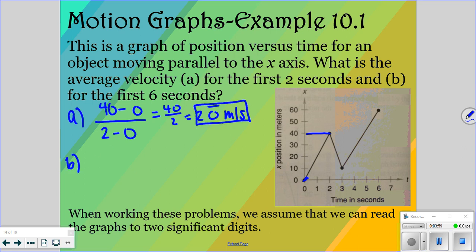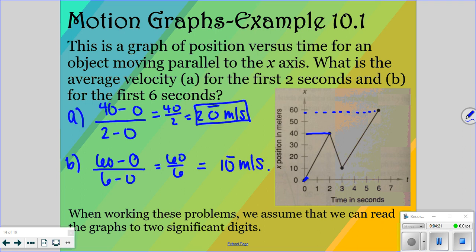Now for B, it wants for the first 6 seconds. So our time, we ended at 6, we started at 0, and at 6 seconds, it looks like we are at 60 meters. So you're going to do 60, and we started at the origin. So 60 over 6, which is going to be 10. And again, we have 2 sig figs, so we're going to have to put a bar. And then your units are meters per second.